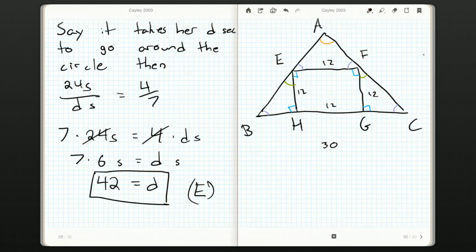What else can we do here? Well, it's isosceles, so one thing we can do is split it right down the middle. If I drop a perpendicular, it's going to split this into 2 equal halves, so we're going to get 15 on one side and 15 on the other side. Does that help me at all?